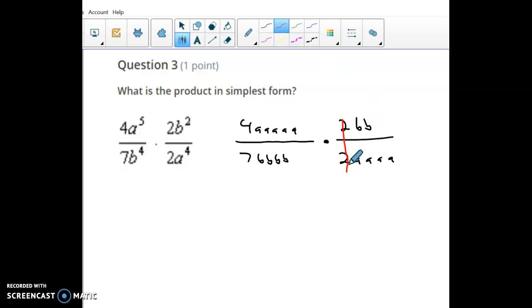So like these twos cancel, and then that b and that b, another b and another b, and then there's 4 a's. So I can cancel out 4 here and 4 here. Okay, and so my answer is just sort of what are we left with.